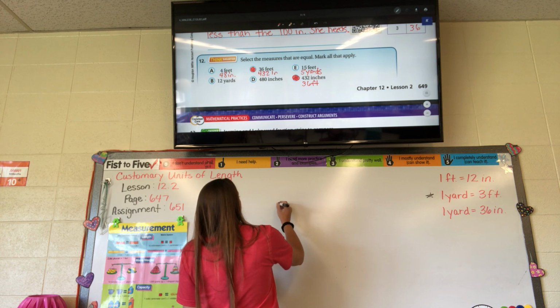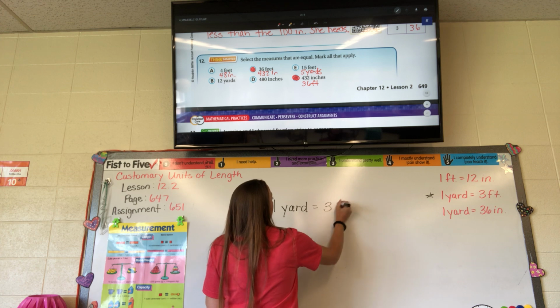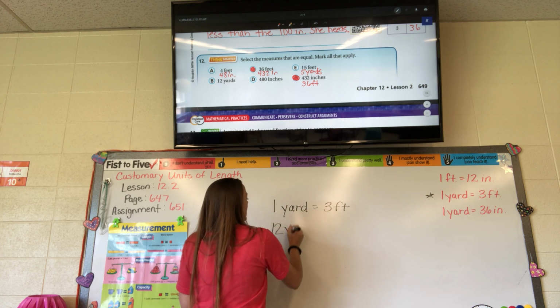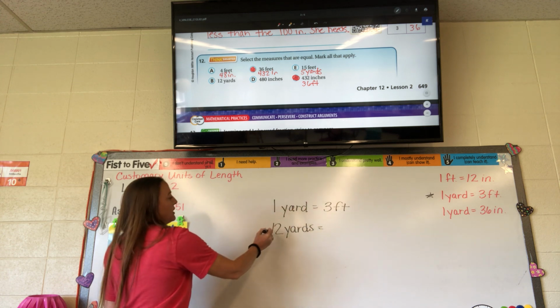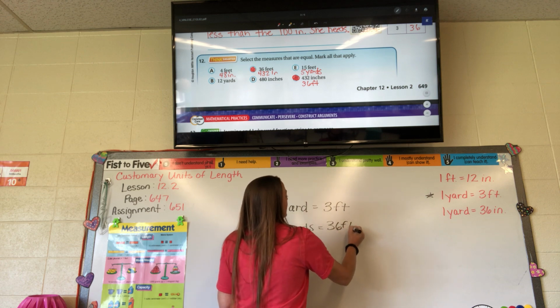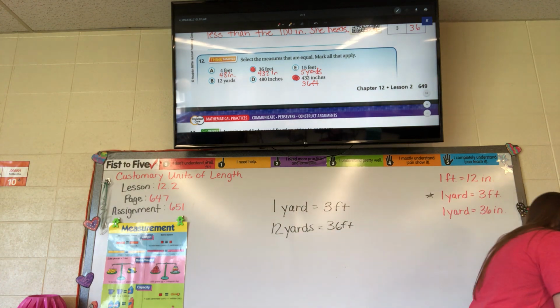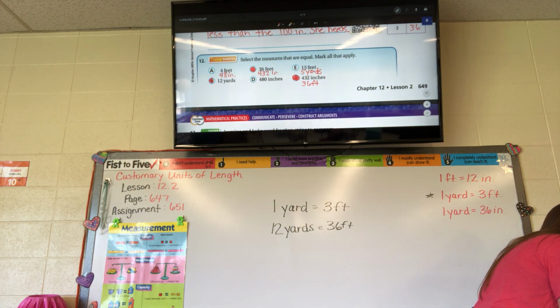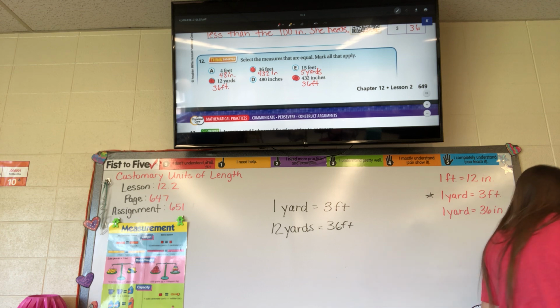Okay. So I think I messed up that last one. 1 yard equals 3 feet. So in 12 yards, you would multiply 1 times 3 to get 3. 12 times 3 is 36 feet. 12 yards is a match. So 12 yards is the same as 36 feet. And okay. So those are our 3.